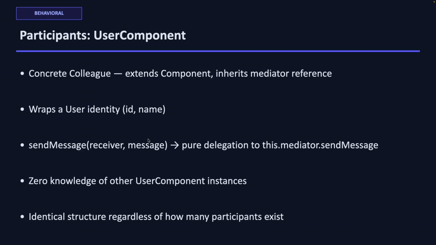So Alice's user component doesn't have any reference to Bob's user component. It doesn't know that Bob exists as an object. It just hands the message to the mediator and steps back. So the chat room figures out everything else. This is how the mediator pattern works together.